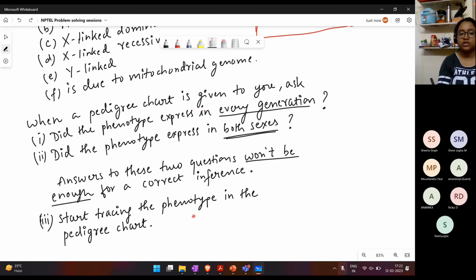But when you actually trace through the generations, one generation after another, then only can you confidently say whether the phenotype is X-linked, Y-linked, autosomal dominant, or recessive. So first it is easy to just look at these two things. Then you have to trace the phenotype and see whether the observation you made through these two questions is matching or not.